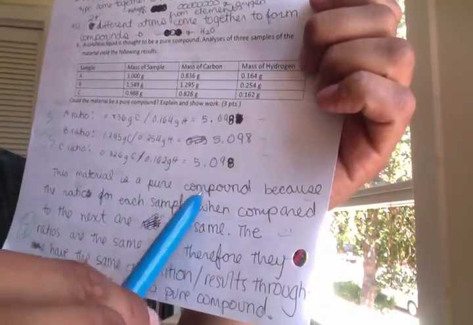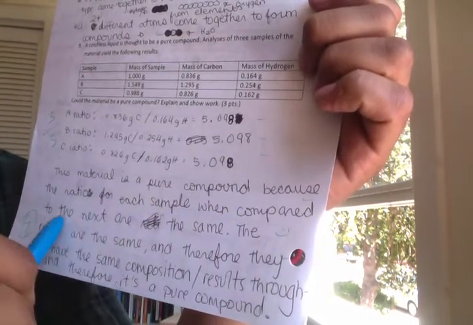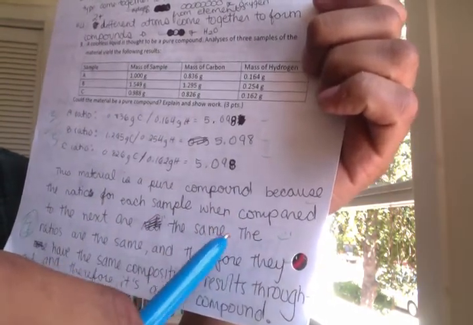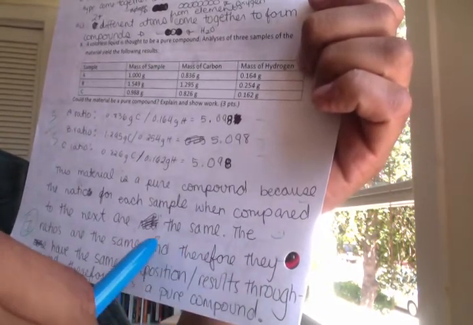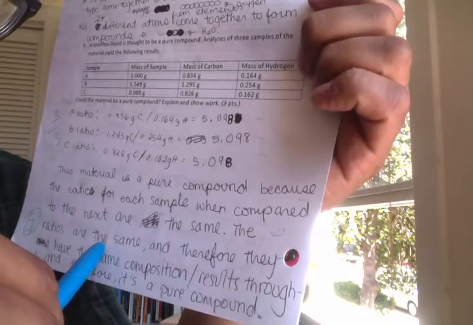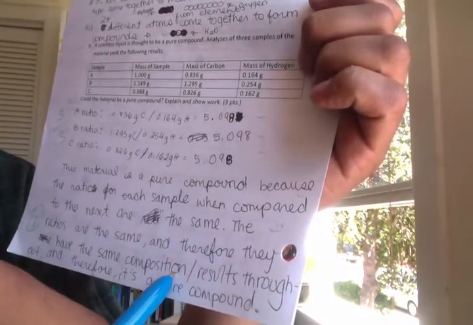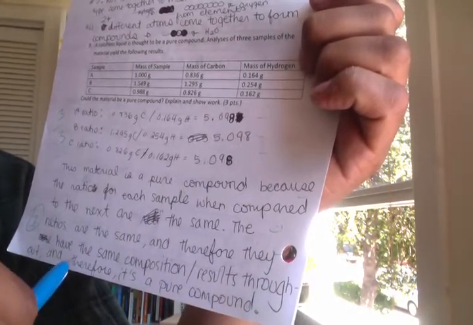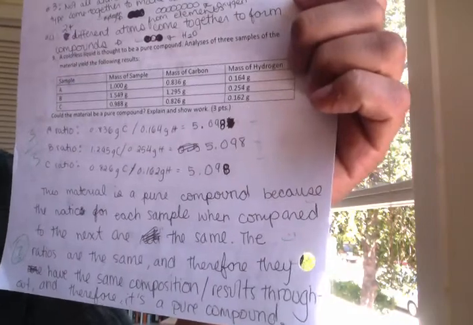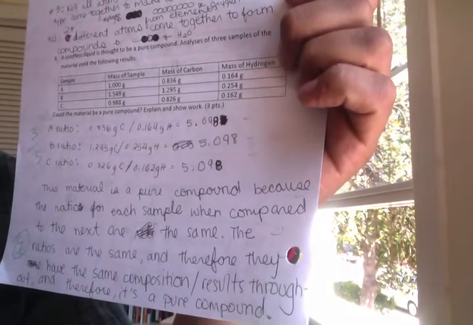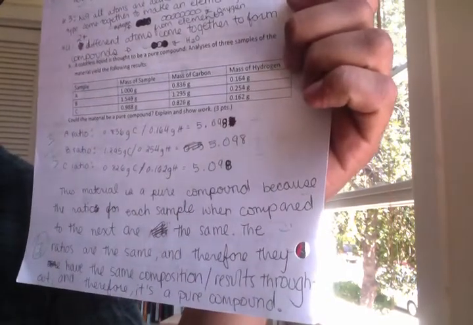The material is a pure compound because the ratio for each sample, when compared to the next, are the same. The ratios of this are the same, and therefore, this is nice. You have data, and then you explain what that means. They have the same composition results throughout, and therefore it is a pure compound. Because that is what a pure compound is. It's a bunch of atoms that are stuck together in the same ratio, like H2O. So there you go. Hopefully this helps.